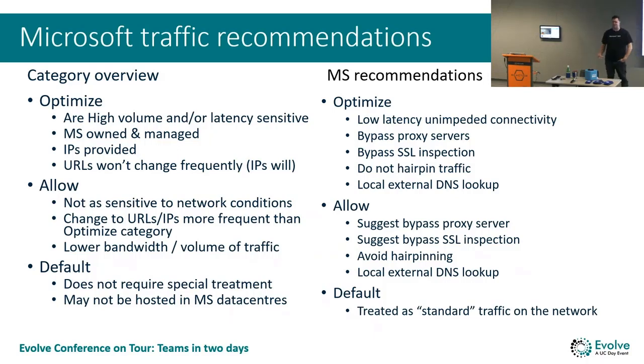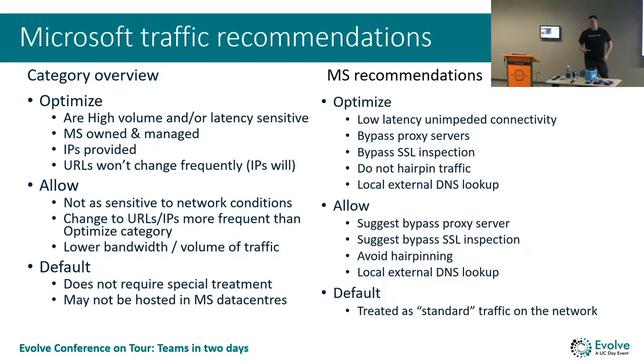Don't have anything like Riverbed or Cisco WAN optimization if you can. Bypass your proxy servers and try and do local, external, or regional DNS lookups where you can. And generally all the stuff to do with Teams media, so stuff for meetings, stuff for calling, is going to be in that optimized category. If you have a look, that's what it will be classified as.